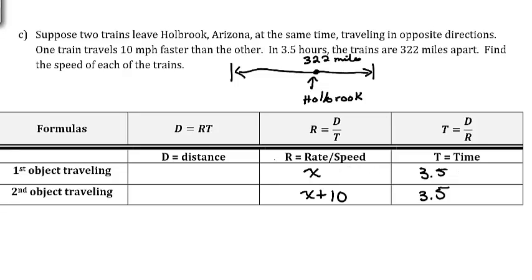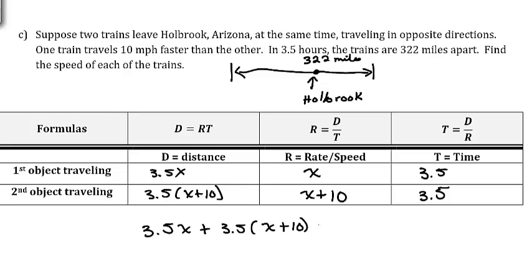So now we can write an equation for the distance that each of them have traveled. So this train has traveled a total of 3.5x miles, and this train 3.5 times x plus 10, and just remember to keep that x plus 10 in parentheses. So now we do know that if we sum up the distances, then it equals 322. So take the distance of the first train, 3.5x, and add that to the distance of the second train, 3.5 times the quantity x plus 10, and we know that that was equal to 322 miles.